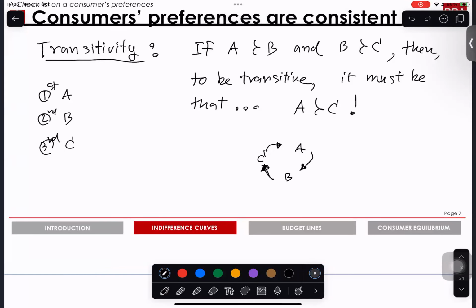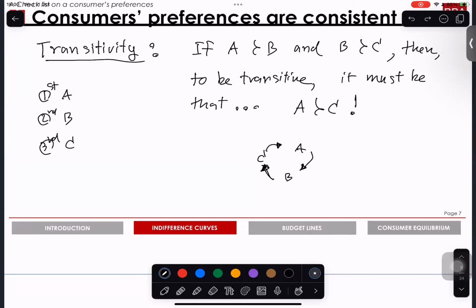And you may ask, why do we need this? The reason is very simple. We don't want to waste time talking with people like this. Okay, look at this circle. This is called circular preference. Asking this person, hey, A and B, which one do you prefer? This guy said A is preferred to B.